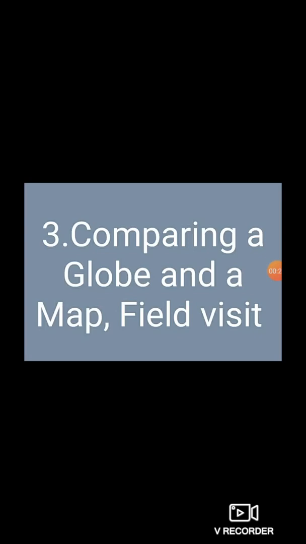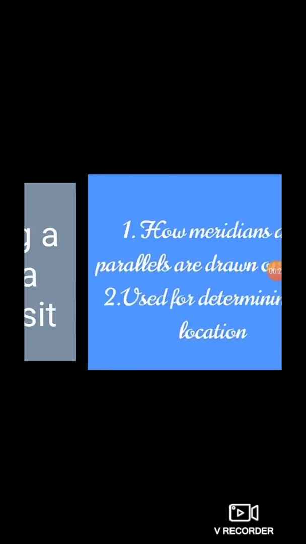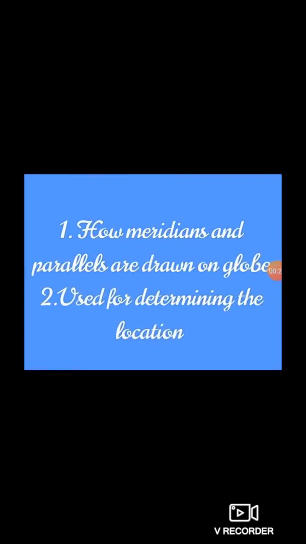Before starting the lesson, we have learned how the meridians and parallels are drawn on a globe. This we have learned in the first lesson. And we have also learned in the second lesson how these parallels and meridians are used for determining the location. In this lesson we are going to compare a map and a globe and understand the difference between them.